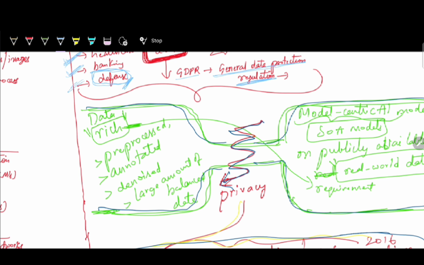So then we have come to a conclusion that on one side we have rich data that we have collected, which is pre-processed, annotated, and denoised, and we have collected large amounts of balanced data as well.